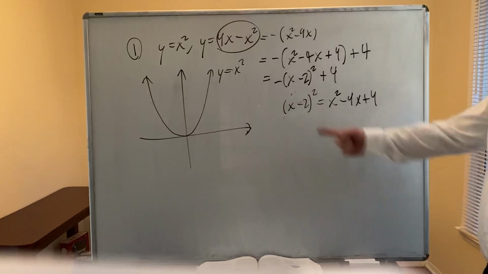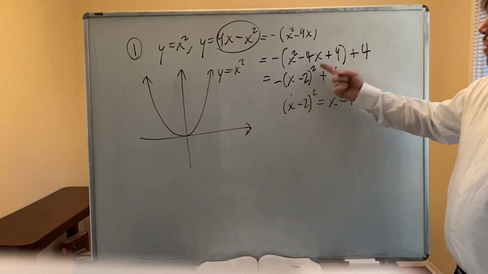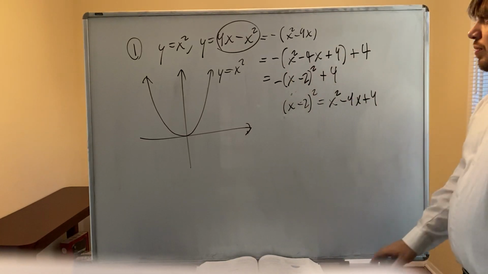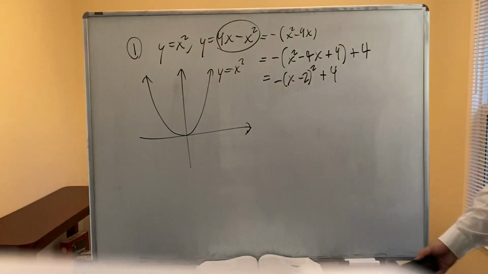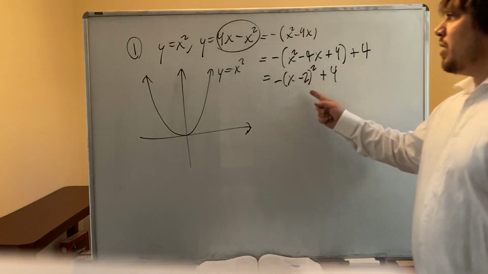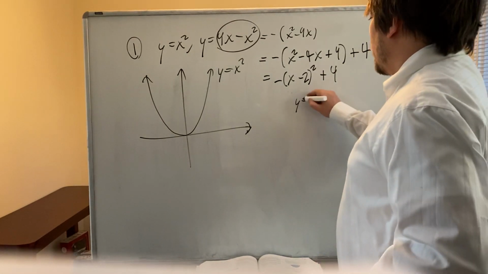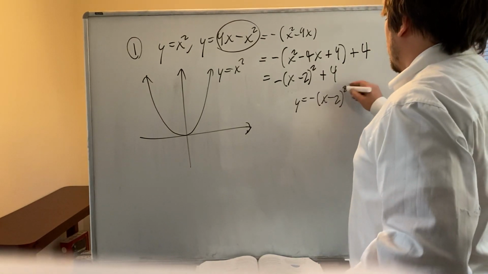All right? The negative of x minus 2 squared plus 4. All right, so now we can graph that. We're just translating y equals x squared, just moving it. So we want the graph of y equals negative of x minus 2 squared plus 4.